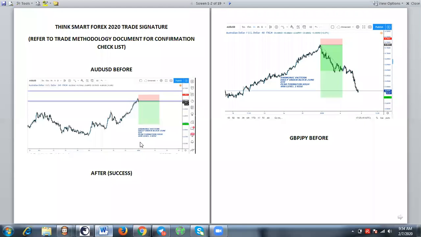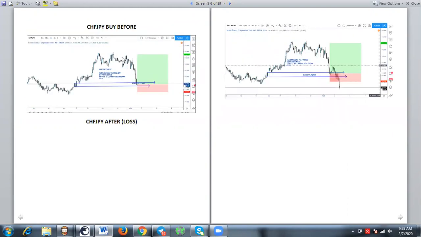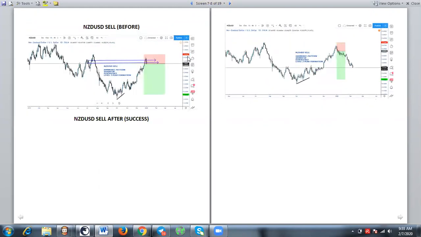These trade setups you're going to be seeing here, we have like 80, not even 80, to be modest, we'll say 80 to 85% win rate, but actually it's more than that, as you see. So now we have AUD USD. This was a success. We had GBP JPY, that's before and after. This was a success. We have CHF JPY. This was a loss. This failed.